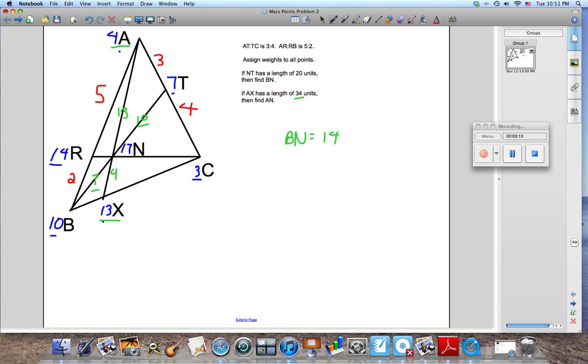So 13 plus the 4 is 17, and 17 doubled is 34. So you just have to double these to make the a to n 26 and the n to x 8.